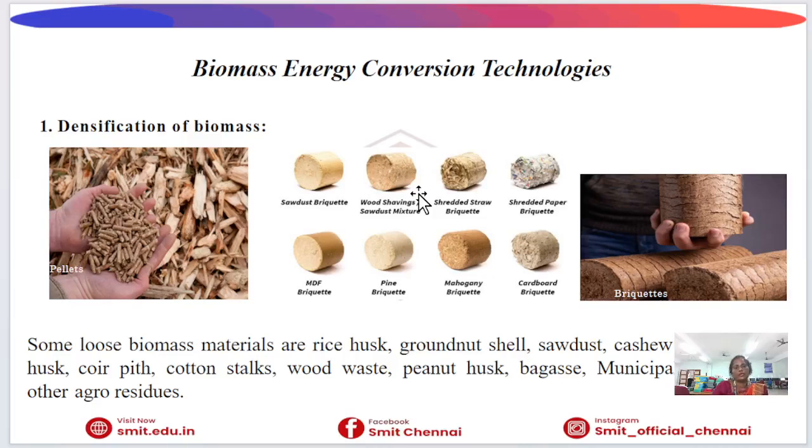And biomass cannot always be used directly, so we convert it using different methods such as densification, combustion, thermochemical and biochemical methods. For example, cow dung is converted into biogas using the biochemical method. Rice husk is converted into producer gas using thermochemical gasification. So different types of biomass need different conversion technologies.